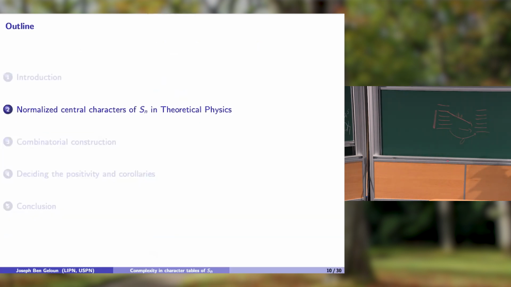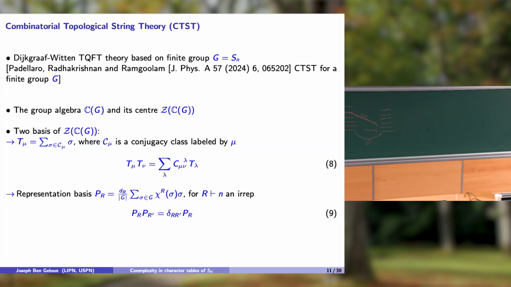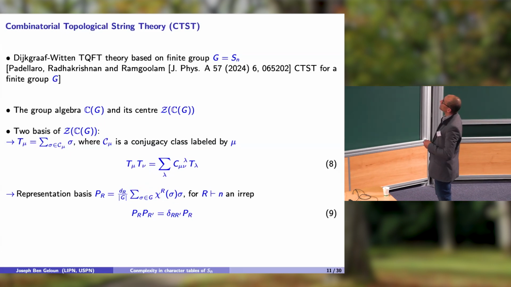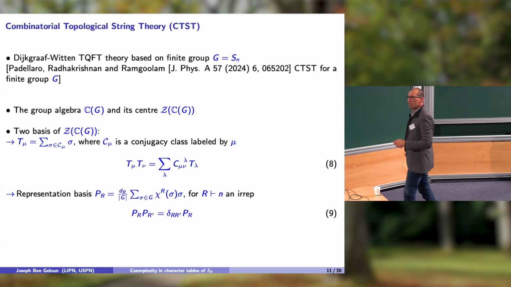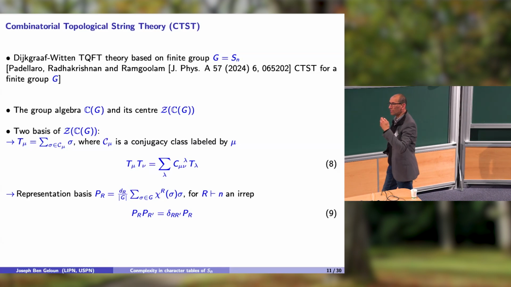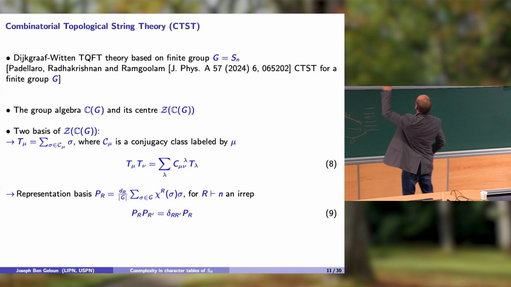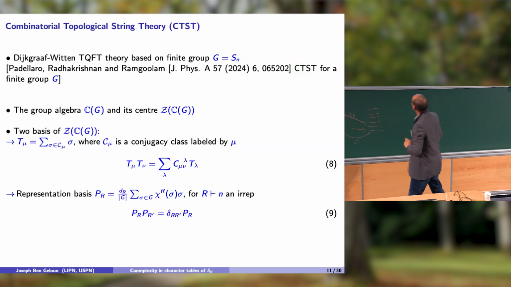Okay, let's move on. So where do they come from? Why do we care about these normalized characters? They come from a digraph-written TQFT on a G-flat bundle using the gauge group G. Think about it as just a finite group at this moment, but we will apply G equals Sn at some point. This is work by Padalero and many collaborators.